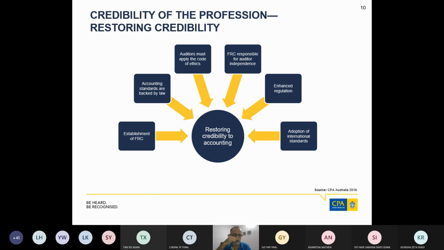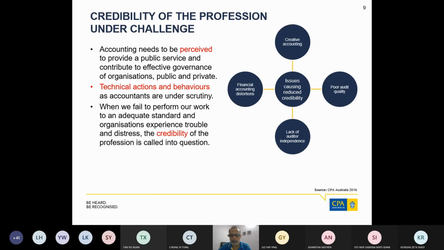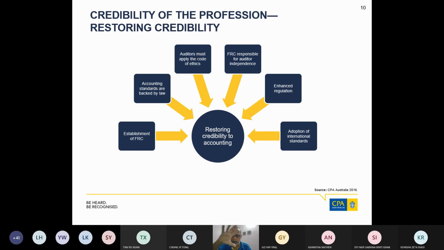Okay. So now, restoring credibility. Earlier we said the credibility has been damaged. The public is questioning our credibility. Can we rely on these people? Looks like cannot rely. So then the profession comes together and says, okay, what do we need to do to restore the credibility? How can we repair the damage? Then they came up with some of these steps. 1, 2, 3, 4, 5, 6.